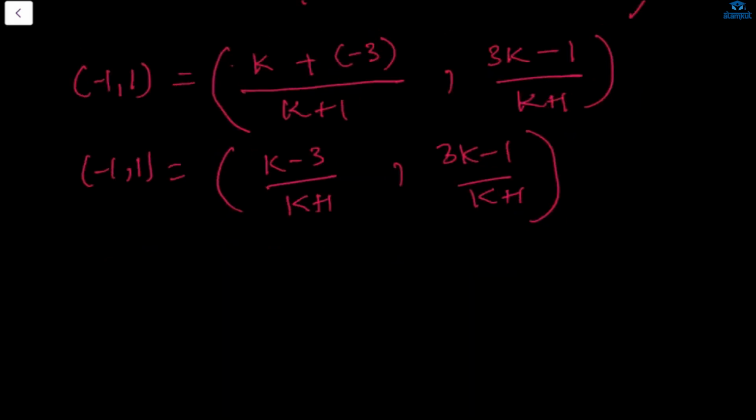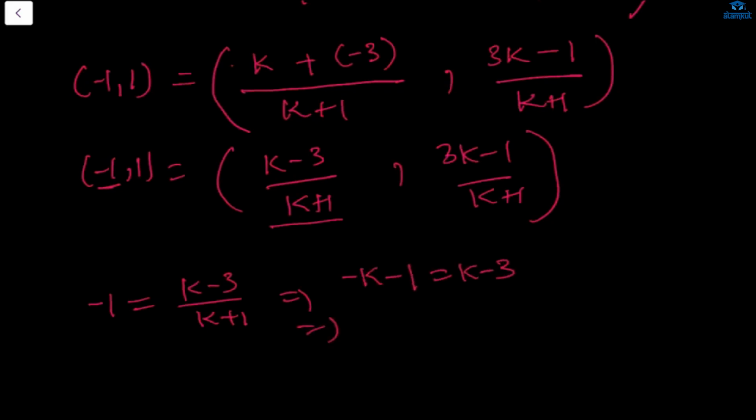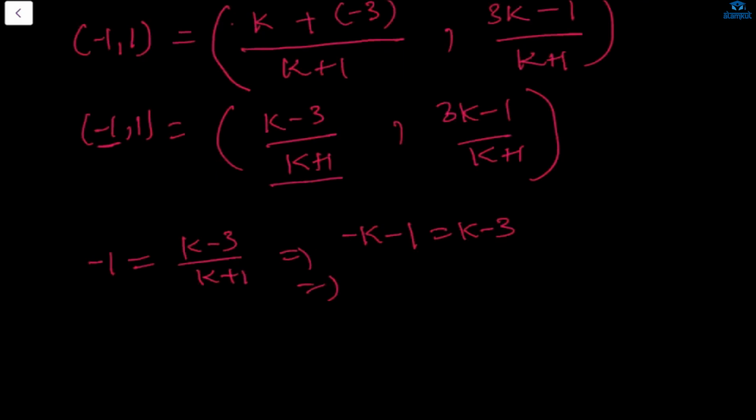Now you're going to compare. This is the value of X. So -1 is equal to (K minus 3) upon (K plus 1), which implies that -K minus 1 is equal to K minus 3. You bring K on one side and the numbers on the other side. So -1 plus 3 is equal to K plus K. You will get 2K is equal to 2. So we have got the value of K as 1.